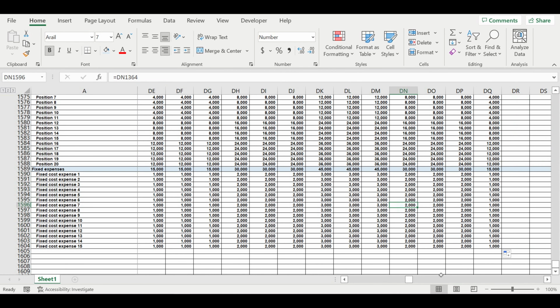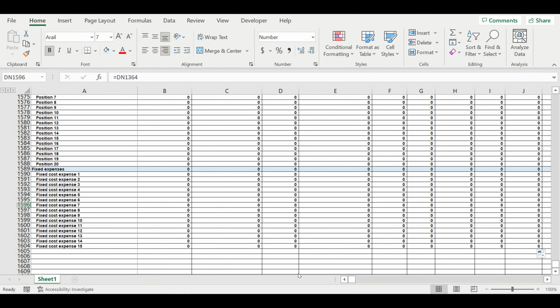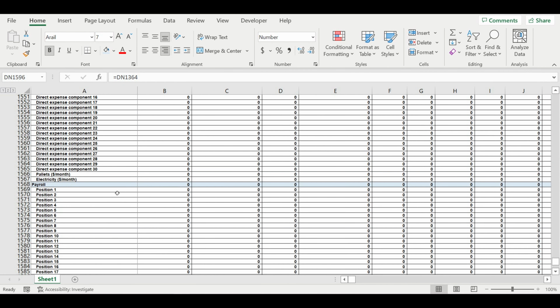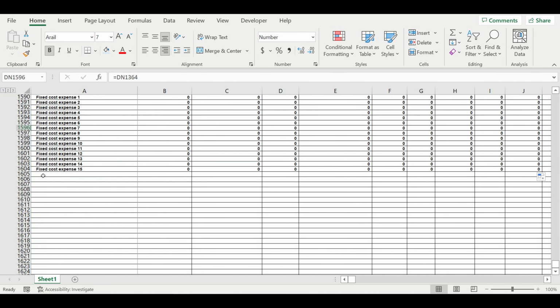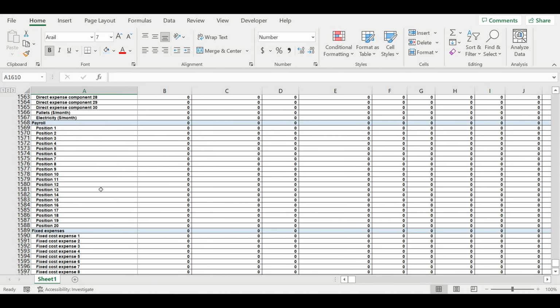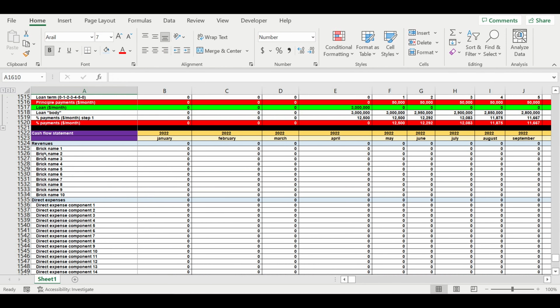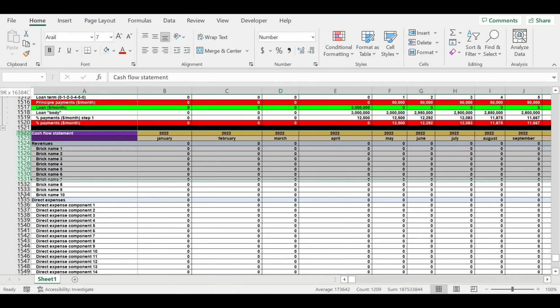So the next story will be adding taxes. For taxes, we'll create a small block of inputs. I will do it here.